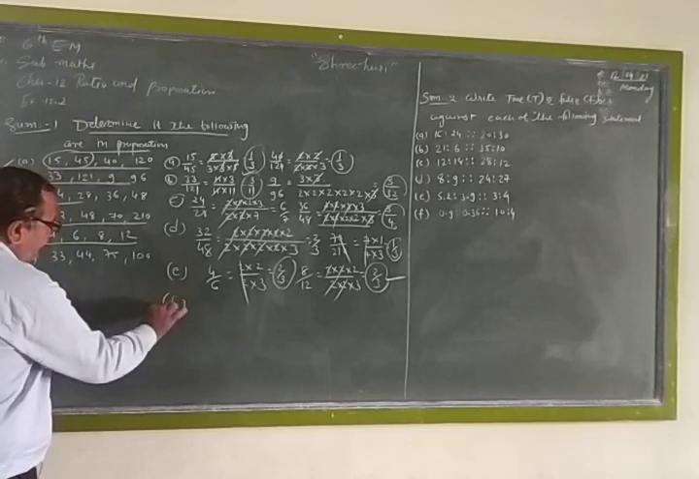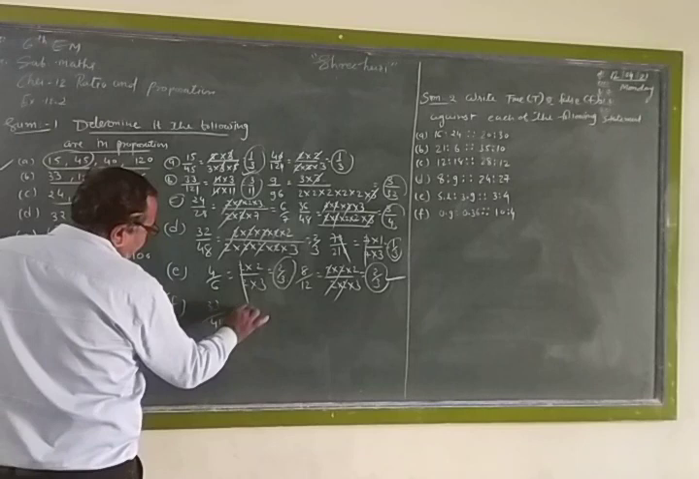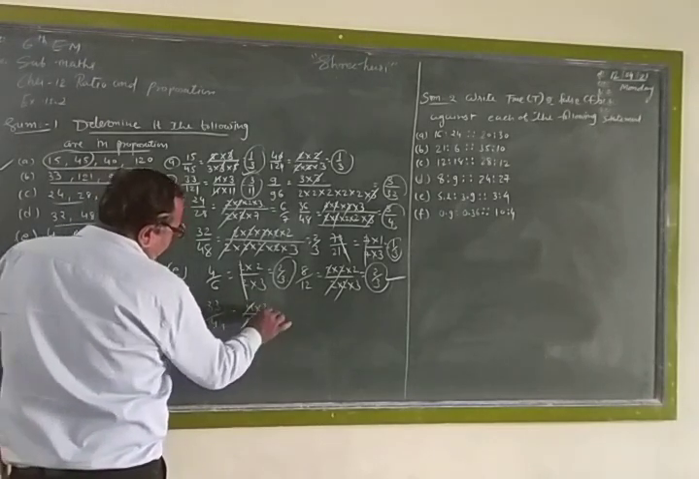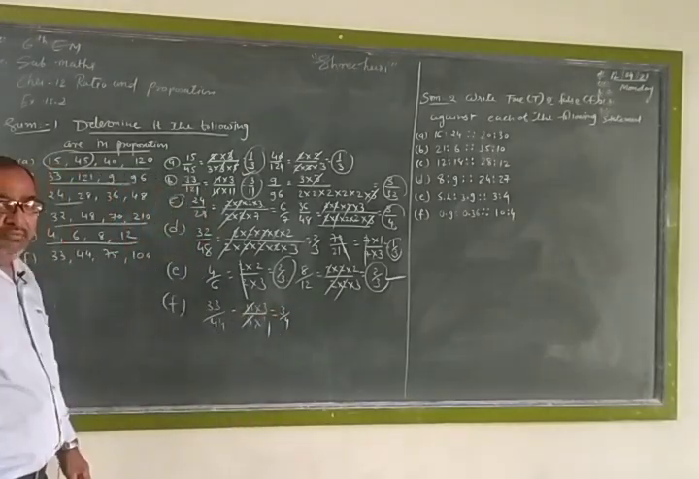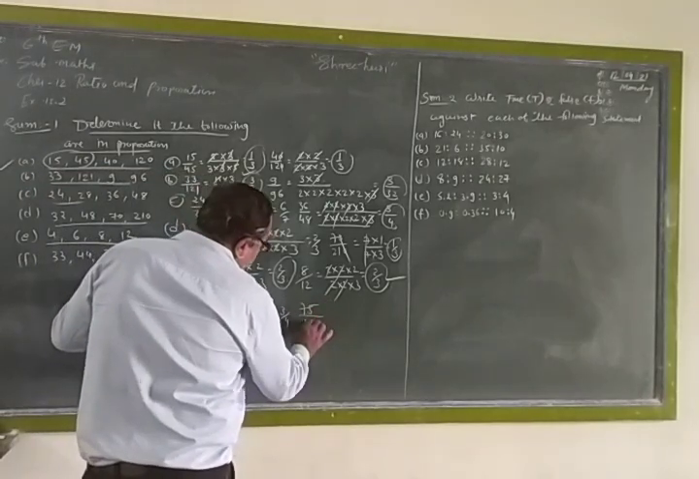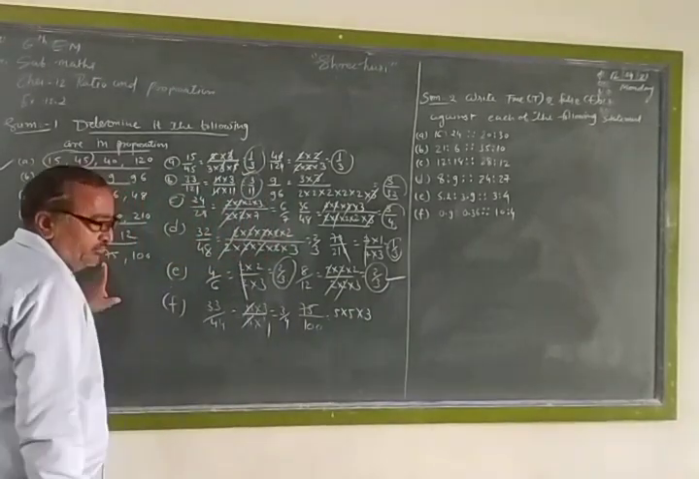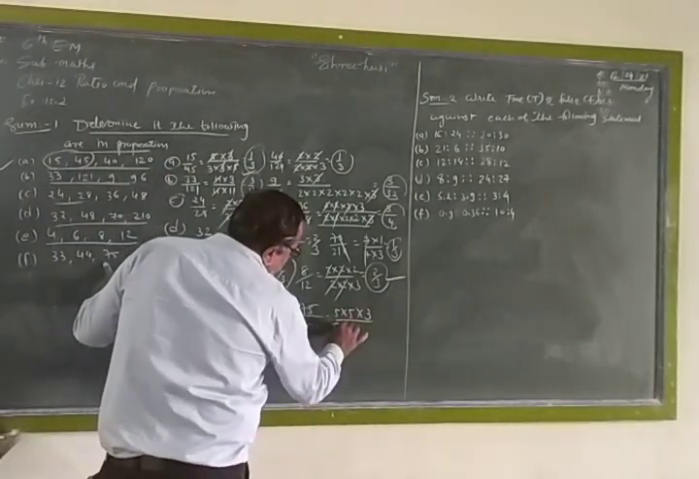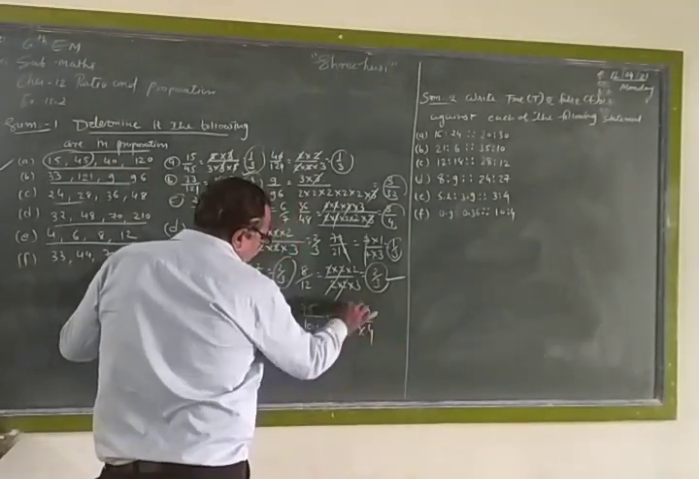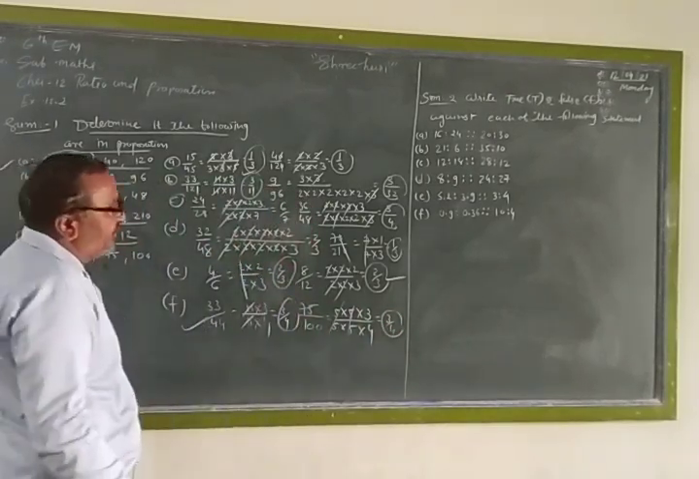Now F. 33 upon 44: 11 3s are 33 and 11 4s are 44, reduced, we get 3 upon 4. Then 75 upon 100: directly, 5 5s are 25, 3 25s are 75, 4 25s are 100, cut, so 3 upon 4. Both reduced forms are the same, so it is in proportion.